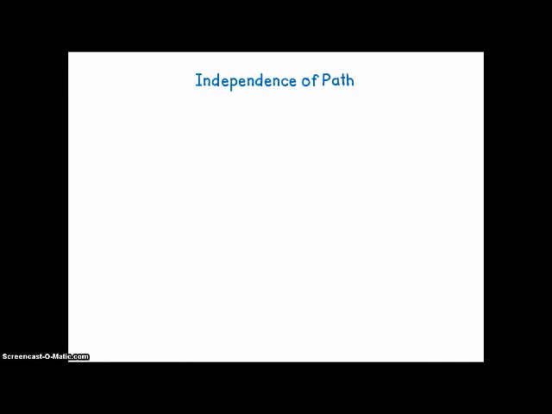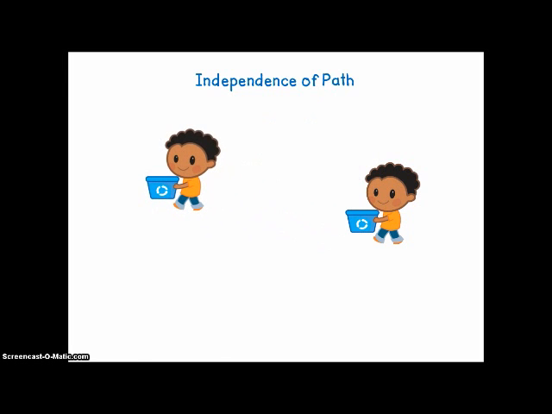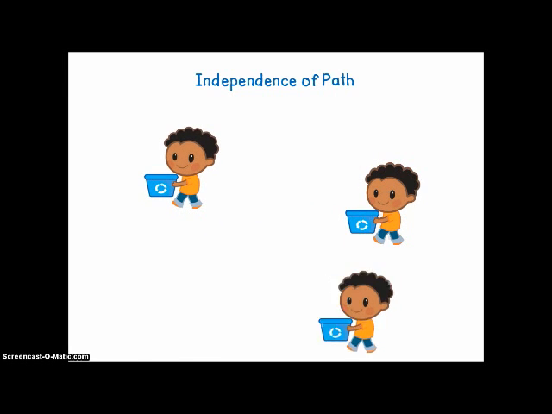Independence of path. What exactly does that mean? Well, let's say we have a little fella and he's carrying a heavy load of recycling materials, and he walks along a particular path from point A to point B. And then let's say he takes the same amount of materials from point A to point B, but takes a longer path. Well, in this case, is he going to do the same amount of work? No, because the longer the path he takes, the longer he's carrying the heavy load and the more work he's going to do. So this is an example that is not independent of path.